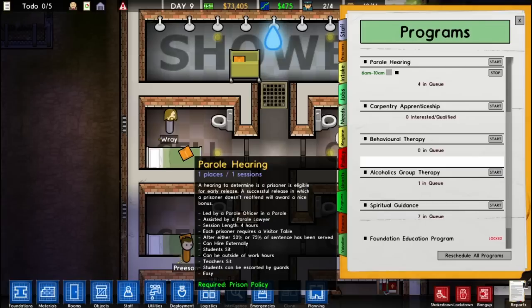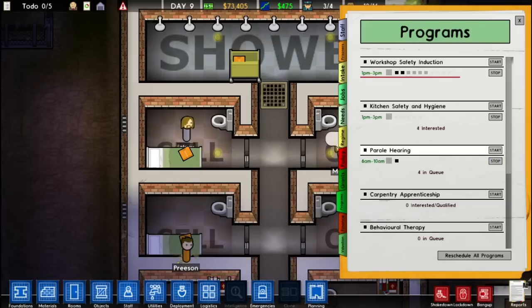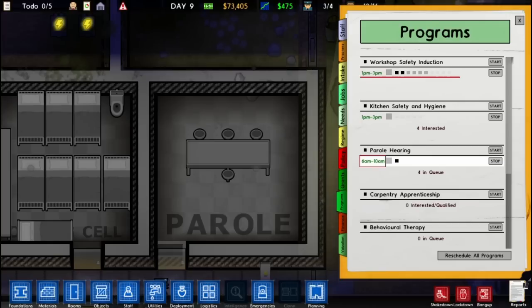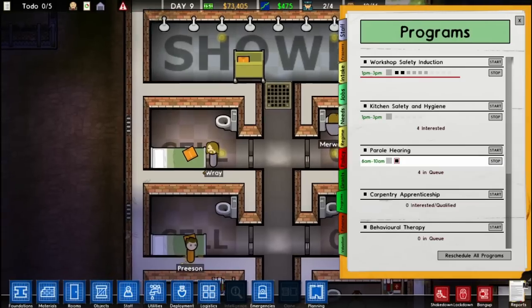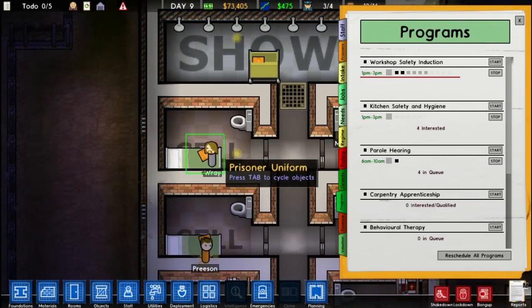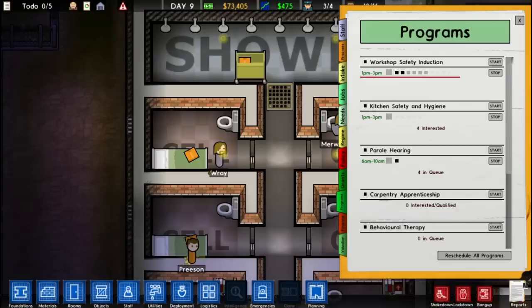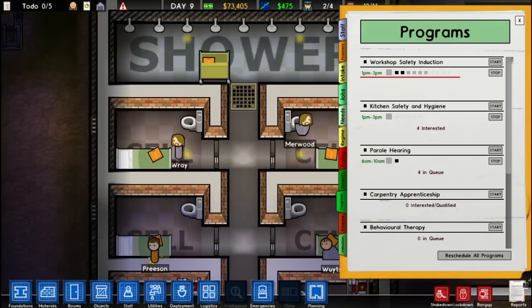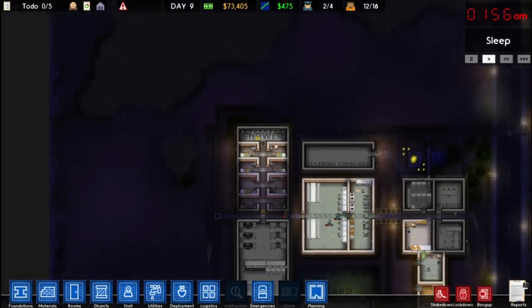And so we're going to start one of these, and each parole session costs a little bit of money, and it takes up 4 hours. So this takes a long time, and only one prisoner at a time is allowed in. And I believe this is the prisoner that we're looking at. So offering parole is a great way to make money, but there are costs and benefits.